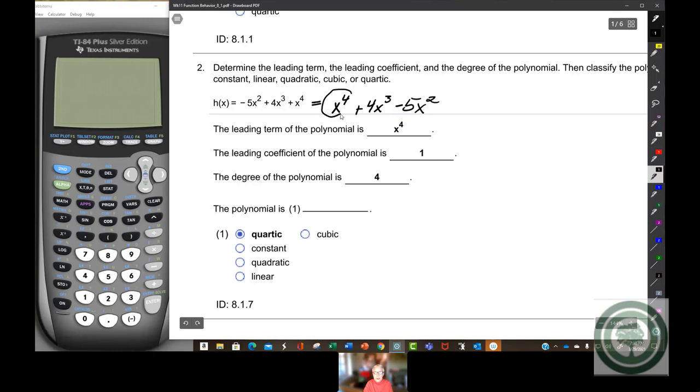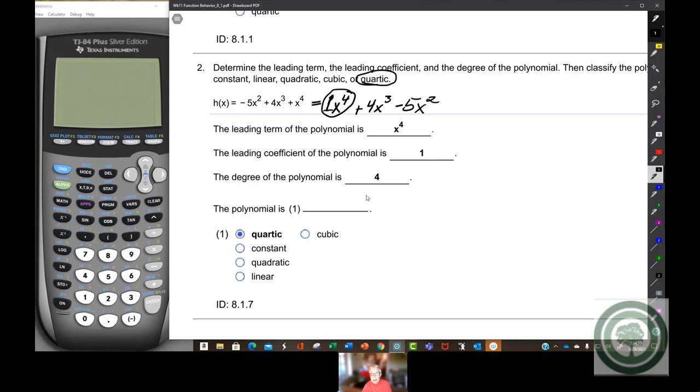Now here's the highest power term, so it's the leading term. And you don't see a coefficient, you don't see a number in front of it, so that means the leading coefficient is 1. Okay, the degree is the highest power. So the degree is 4. Right there. And this is called a quartic. When the highest power is 4, it's called a quartic.